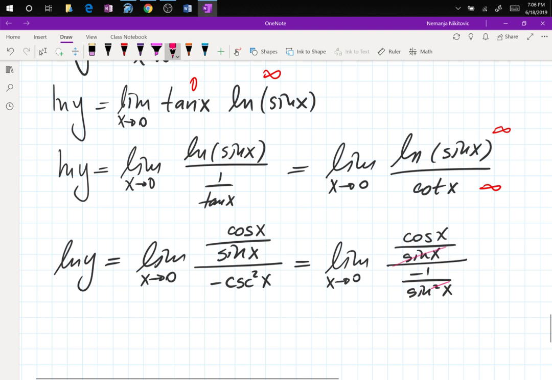One of the sines will drop, and all we have is ln of y is equal to negative sine times cosine. Ah, I forgot the limit. I'm sorry. Catch up.